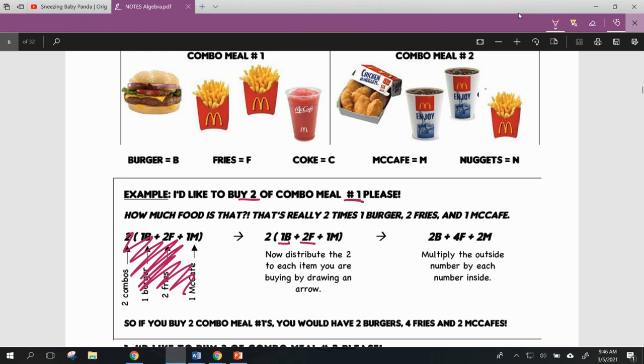actually, that's not a McCafe. What is that? Oh, I guess technically it is a McCafe, huh? But it definitely doesn't remind me of coffee. So 1M. Technically, it is a McCafe. It says McCafe on it.